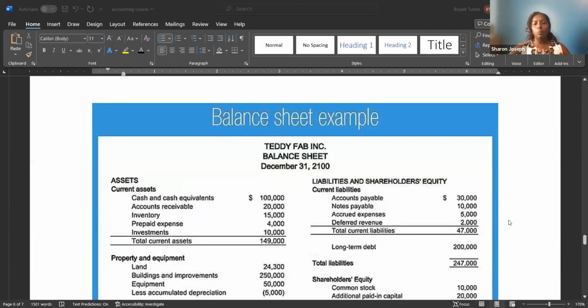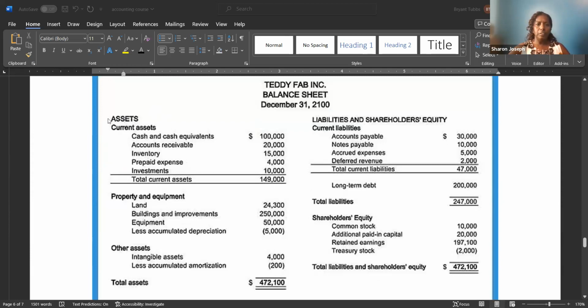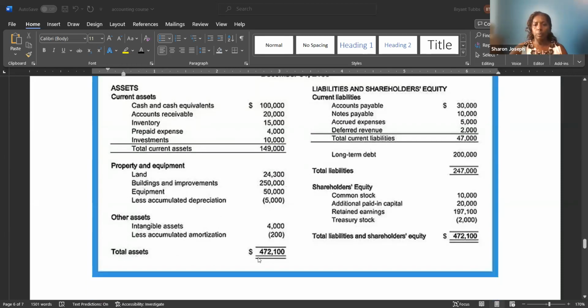Okay, so there are a couple different ways that you would see balance sheets. Sometimes you see them next to each other, with assets on one side and liabilities and equity on the other side. Sometimes you see them stacked on top of each other, so we see assets and then it would roll down to liabilities and equity. It doesn't really matter, just as long as you know at the end of the day that your total assets, 472,000, equals your total liabilities and stockholders' equity of 472,000.